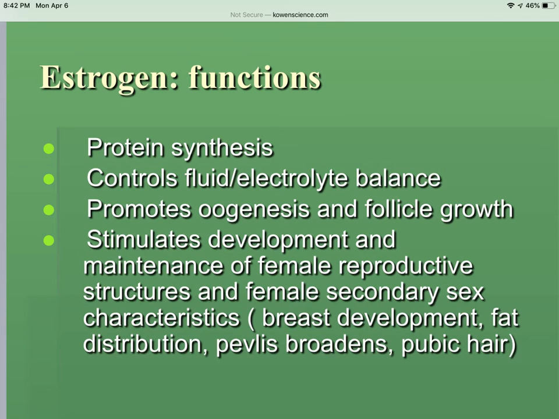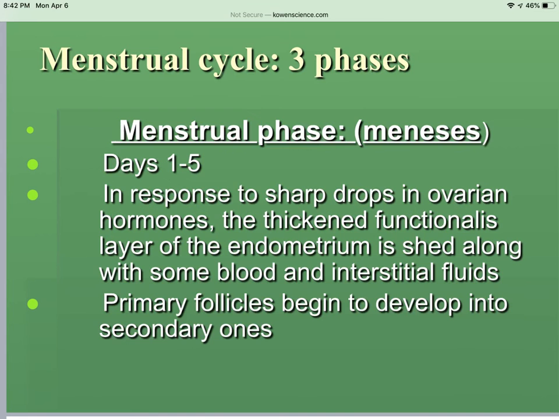The function of estrogen is protein synthesis, to control the electrolyte balance, and to promote follicle growth, moving from primary follicle to secondary follicle to mature follicle. It stimulates the development and maintenance of the female reproductive structures and secondary sex characteristics such as breast development, fat distribution, causing the pelvis to widen, and causing pubic hair to form.